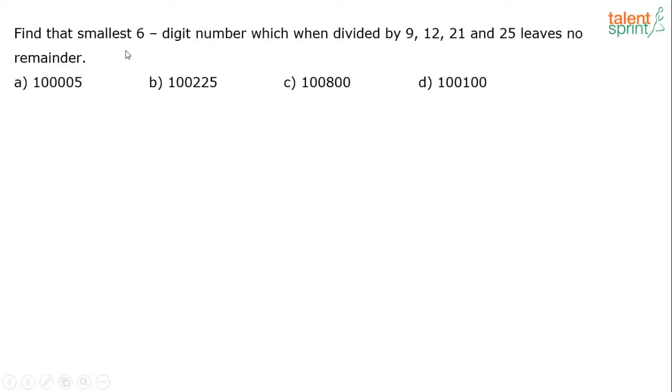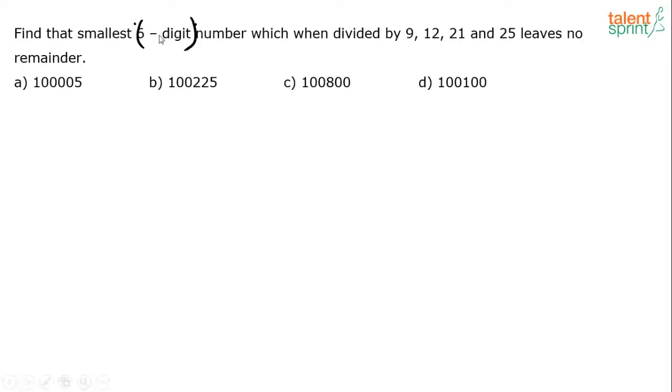Now this is a general question type. The only challenge here is he's talking about the smallest 6-digit number, right? So 6-digit is a little bit of concern here. But for a moment, let's forget about 6-digit. Read the question again. Find the smallest number which when divided by 9, 12, 21 and 25 leaves no remainder.